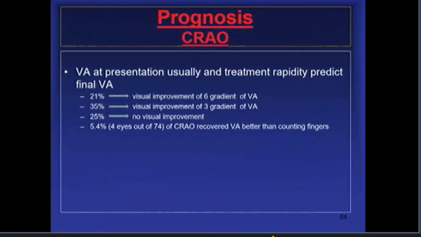If you look at the prognosis and visual acuity, it depends on the presentation and the treatment rapidity that could predict the visual acuity. 21% might have visual improvement of 6 lines of visual acuity, 35% might have visual improvement of 3 lines, and 25% no visual improvement. 54 eyes out of 74 with central retinal artery occlusion recover visual acuity no better than counting fingers. So the chance to recover the vision in this patient is usually not as good as expected.